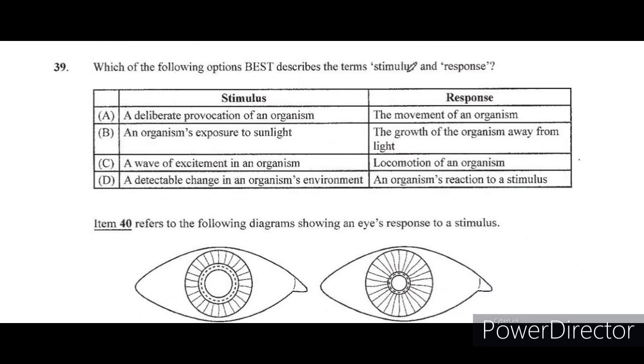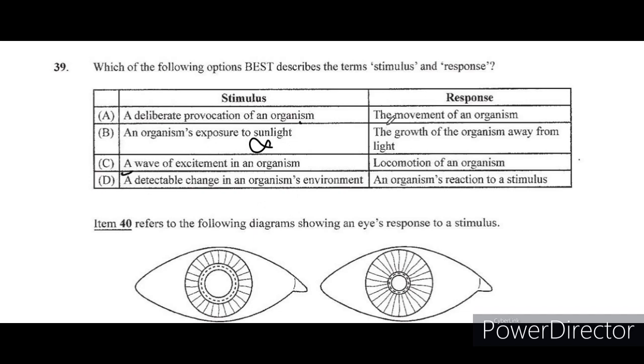39 says, which of the following best describes the term stimulus and response? Deliberate provocation of an organism. We're going with stimulus first. An organism's exposure to sunlight. That doesn't make any sense. A wave of excitement in an organism. No. Perhaps, wait, let's hold off on that a bit. Because this doesn't sound like biology, but it sounds like it's gonna work. A detectable change in an organism's environment. This is a stimulus, most definitely.